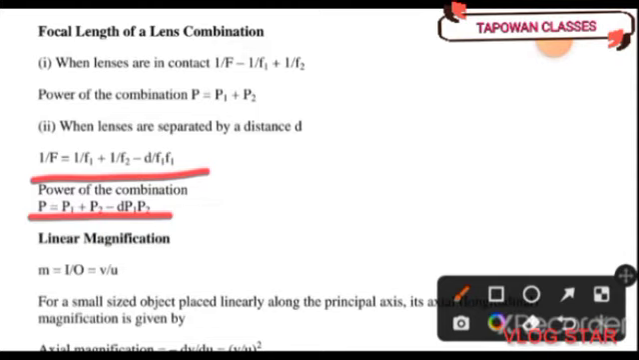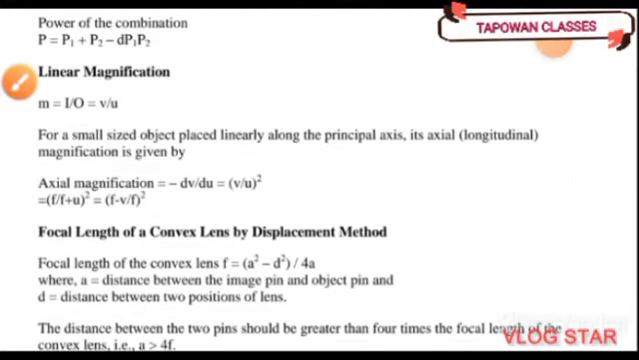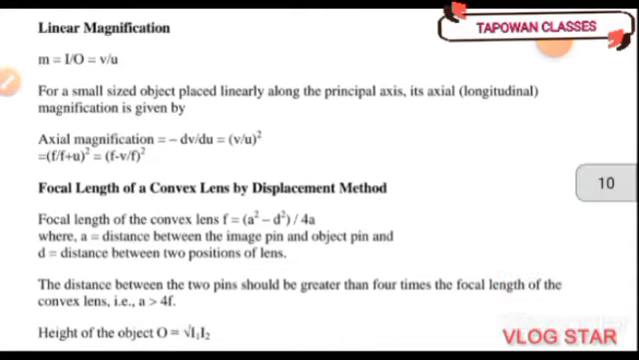The linear magnification is m is equal to I by O is equal to v by u. For a small object placed linearly along the principal axis, that is axial, the magnification is known as longitudinal magnification, which is given as minus dv by du is equal to (v by u) whole square, and that becomes (f by (f plus u)) whole square, is equal to ((f minus v) by f) whole square.